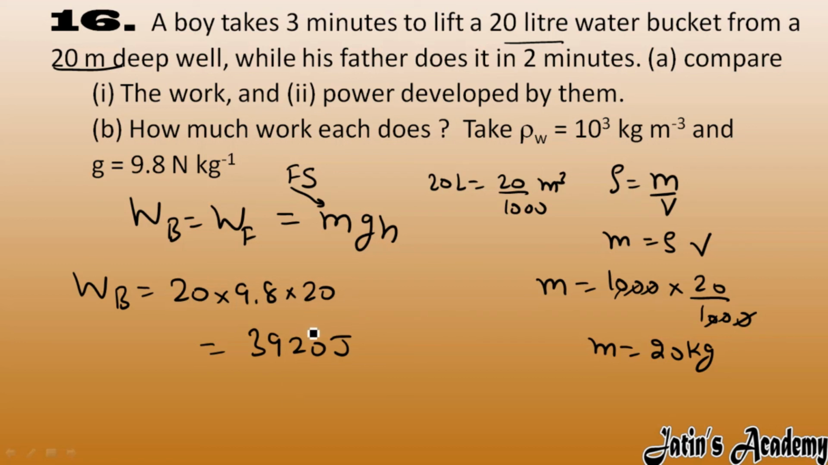You can also convert it into kilojoule. Just divide it by 1000. Okay, so you get the answer in kilojoule. So we got 3.92 kilojoule as our work done. Clear? So here boy and father are doing the same work because bucket mass is same, height is same and g is same. So work done, they are performing the same. So that's why the same work done in each case, we have 3.92 kilojoule. Clear?